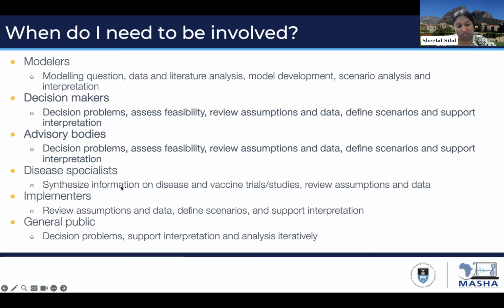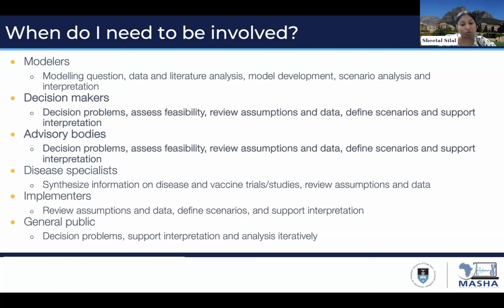If you look at the disease specialists, they would be providing information or synthesizing information on the disease itself, their expertise being in understanding the epidemiology and clinical aspects of the disease. They would also help in synthesizing data that have arisen from different vaccine trials, clinical trials, and field studies that have been conducted, and helping to review the assumptions and the data. The role of implementers is also critical in a modeling study because implementers help to review the assumptions and the data and to assess feasibility of these assumptions.